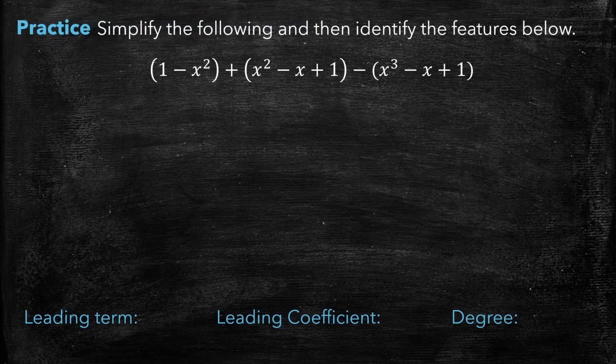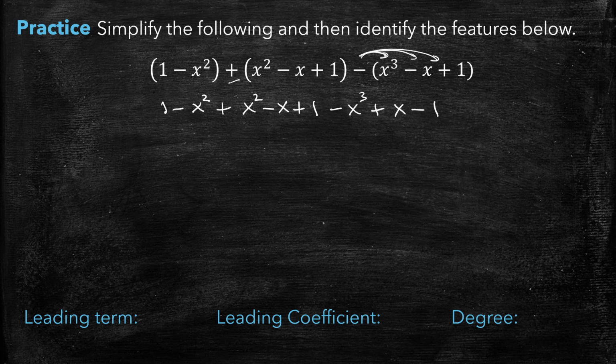So we'll end with this practice problem that ties all the concepts we've been learning together. We have here a binomial. So the first thing we're going to do is release everything from parentheses. So this binomial will just be 1 minus x squared. The trinomial that we're adding to that, again, because of the plus in front, we can just release it from parentheses as is. But here, with this trinomial, we have to distribute the negative. So we get minus x cubed plus x minus 1.